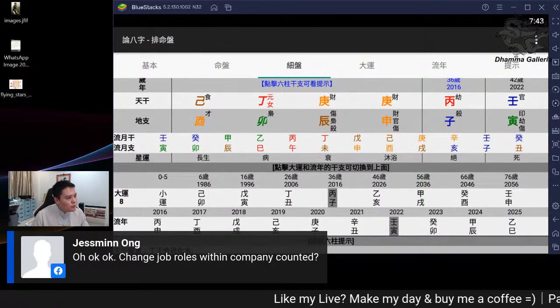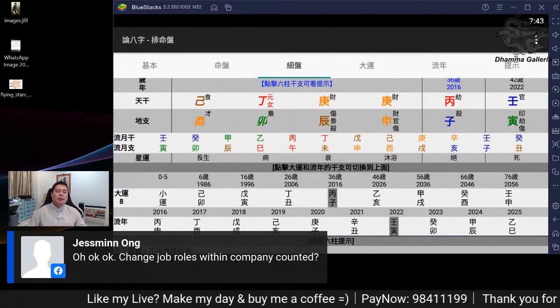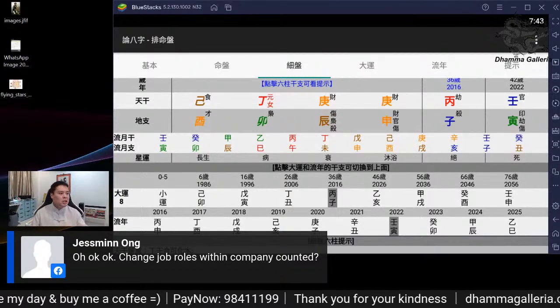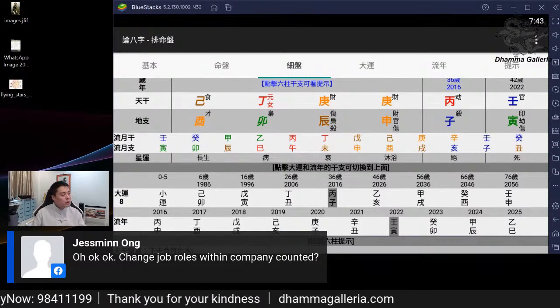Okay. Change job roles within company. Counted. Yes, counted. It's also counted as long as it's some kind of major change. Even interdepartmental change is also okay. Yeah. All right. Thank you very much for the questions.